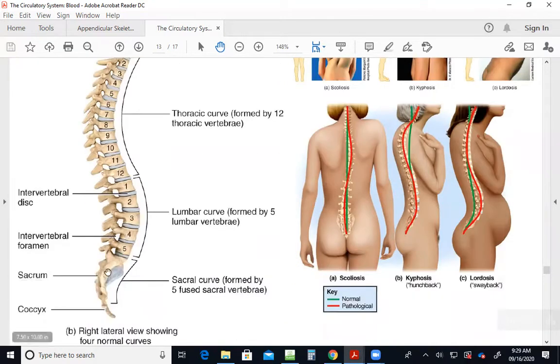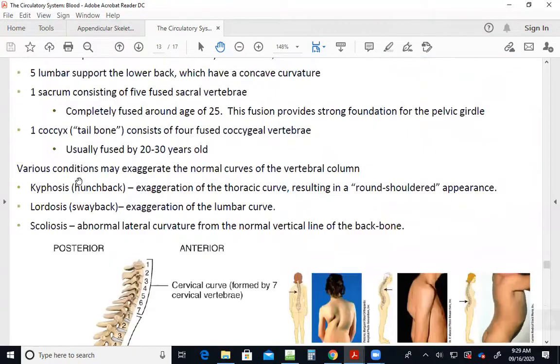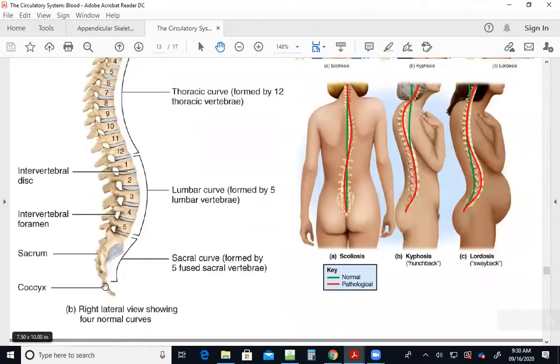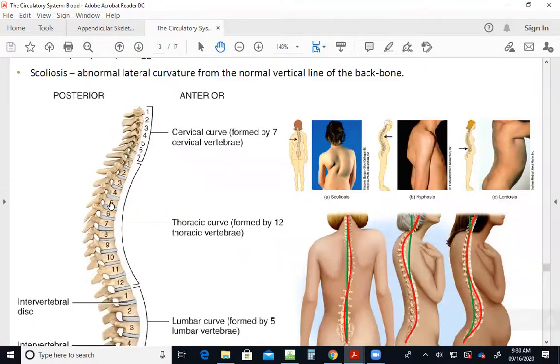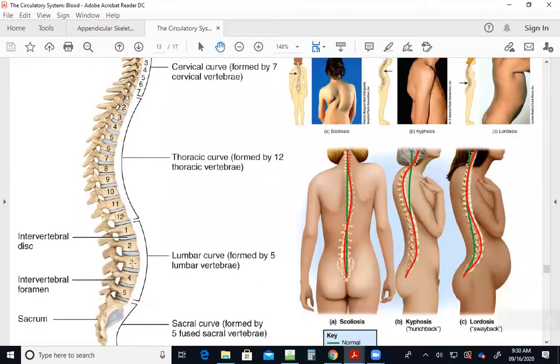Now, you could say the sacrum is bigger, but I don't really classify it because the sacrum occurs from 5 fused vertebrae. So it's kind of cheating. There's 5 of them that come together, somewhere around the age of 25, to provide a strong foundation for the pelvic girdle. And then the coccyx, the tailbone, as it's typically known, fuses around the same time, the 20s to 30, and is made up of 4 original coccygeal vertebrae. This is what the spine should look like, nice and curved laterally.